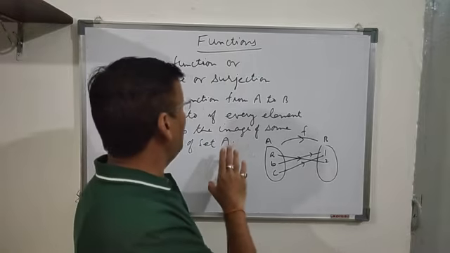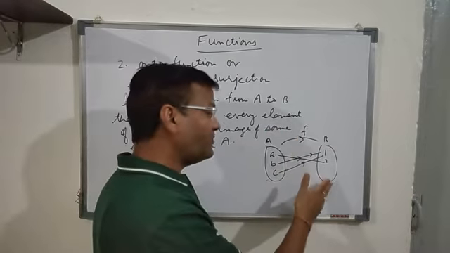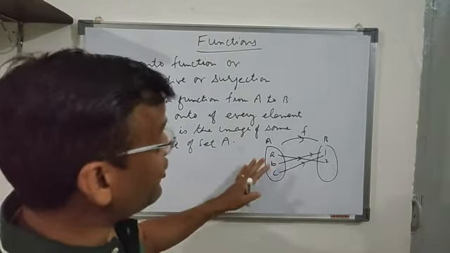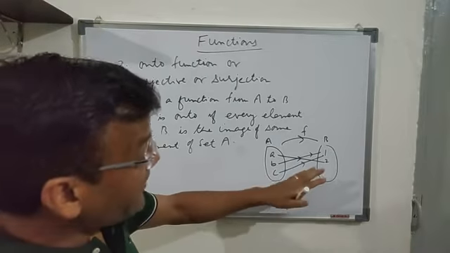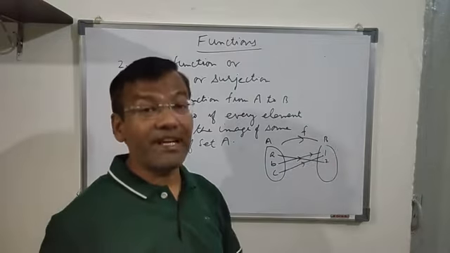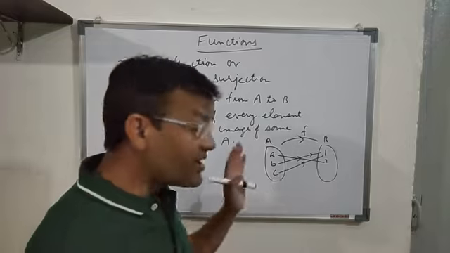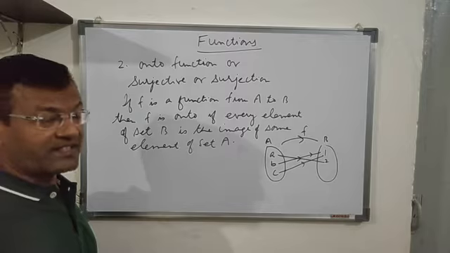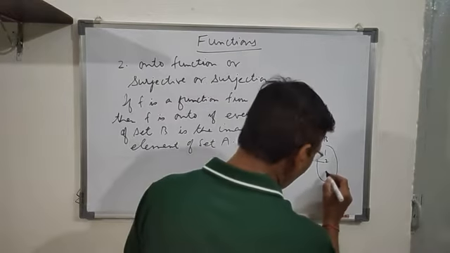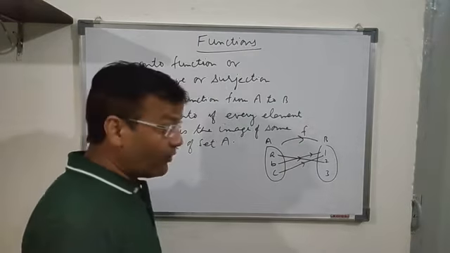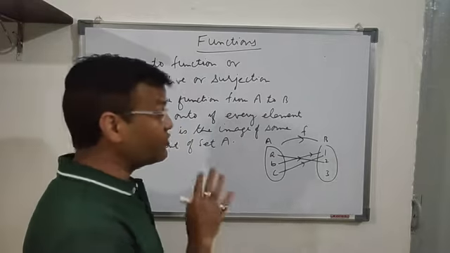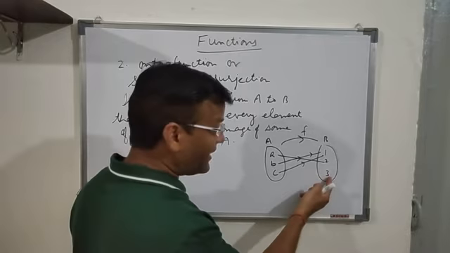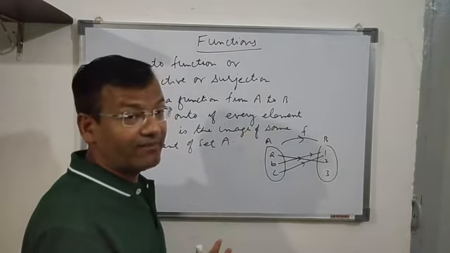Now if I say onto function, every element of the set B must be the image of at least one element of the set A. So that means every element of the set B must be associated to some element of the set A. If you can see this example, it is an onto function. But if I include one more element in this one, suppose it is 3, then although it is a function, it is not an onto function because the element 3 is not associated. It remains unassociated with any element of the set A.